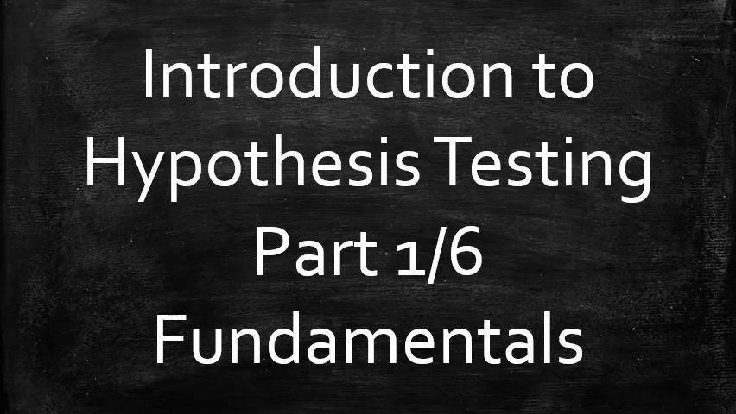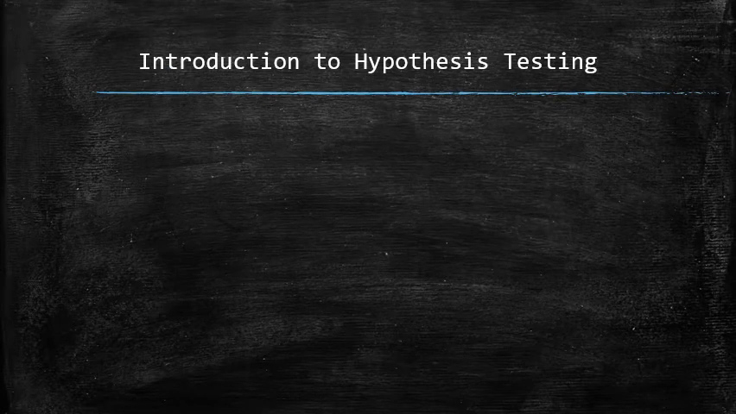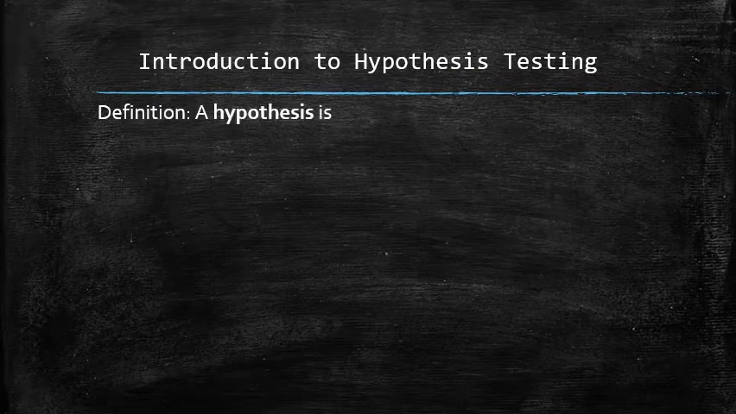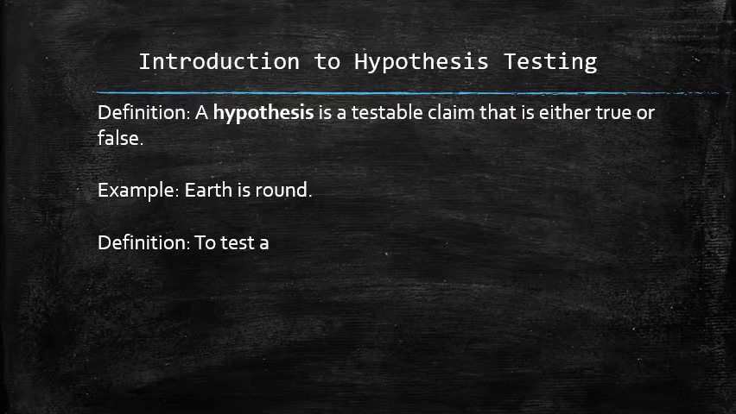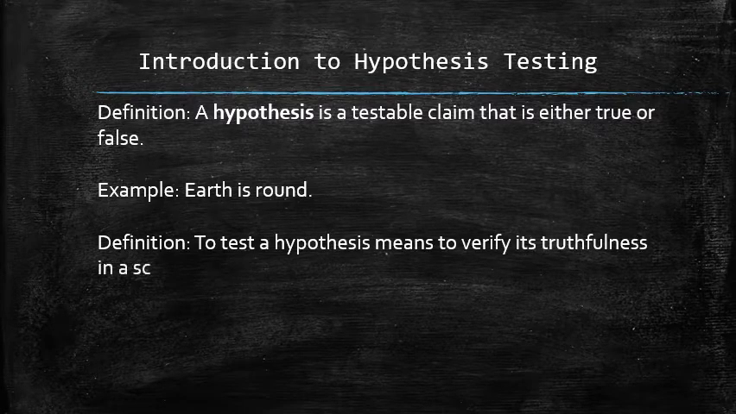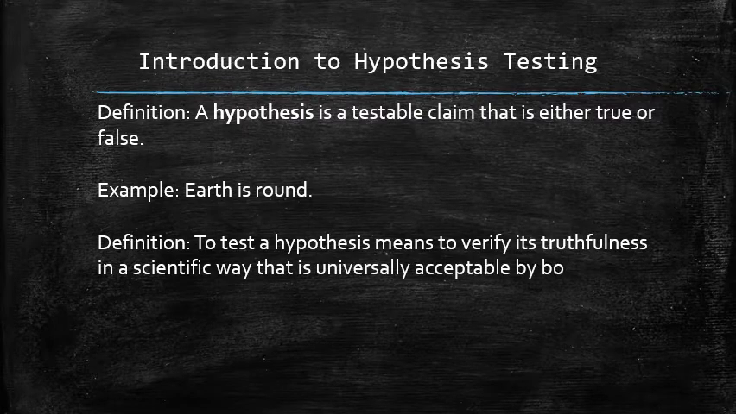Next, we will lay the foundation for developing a procedure for testing statistical claims. Let's start with the definition of a hypothesis. A hypothesis is a testable claim that is either true or false. For example, someone may claim that Earth is round. To test a hypothesis means to verify its truthfulness in a scientific way that is universally acceptable by both the opponents and proponents of the hypothesis.